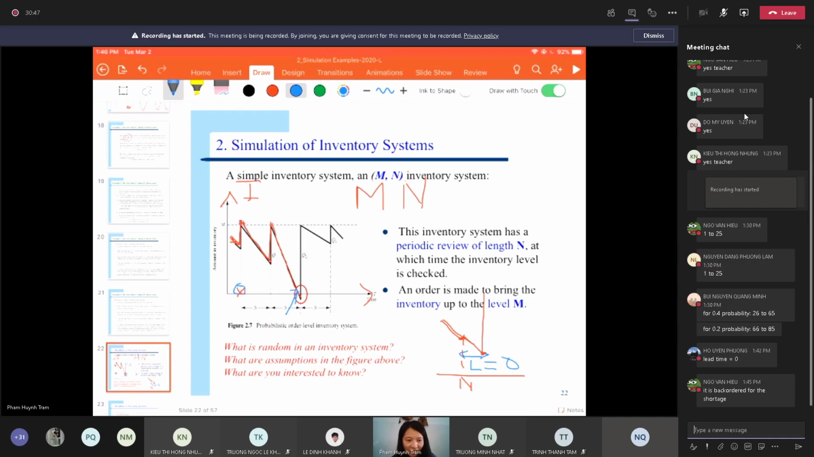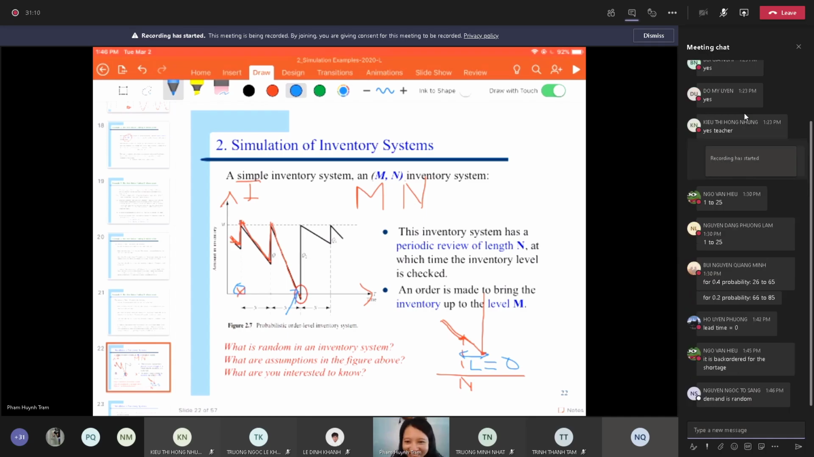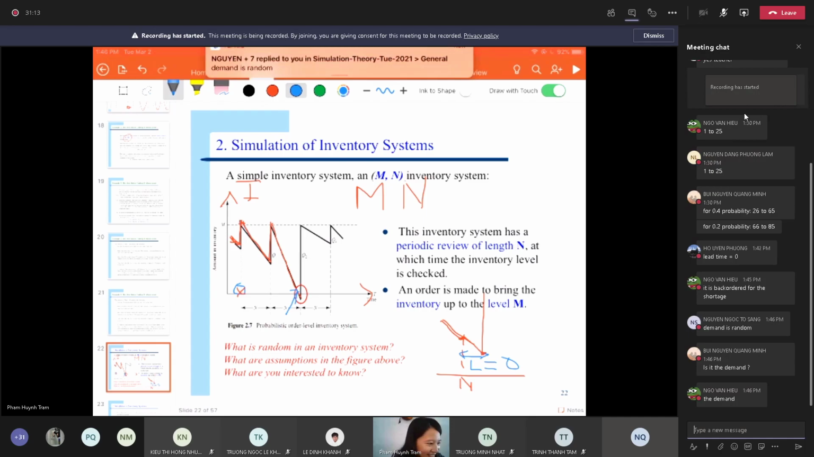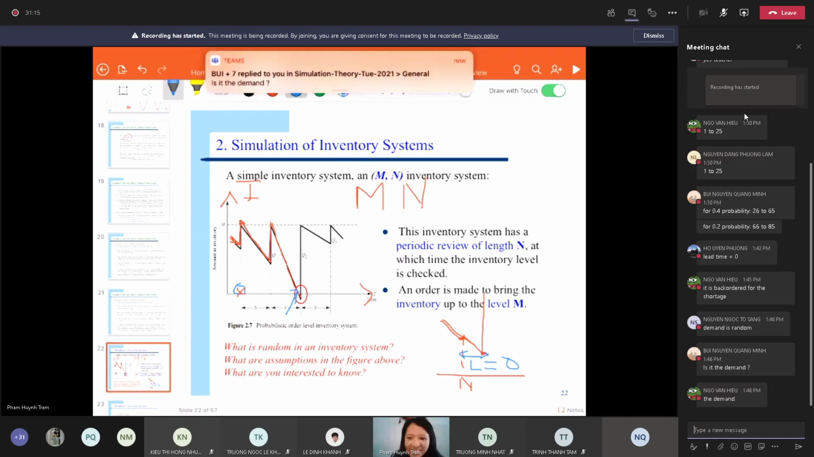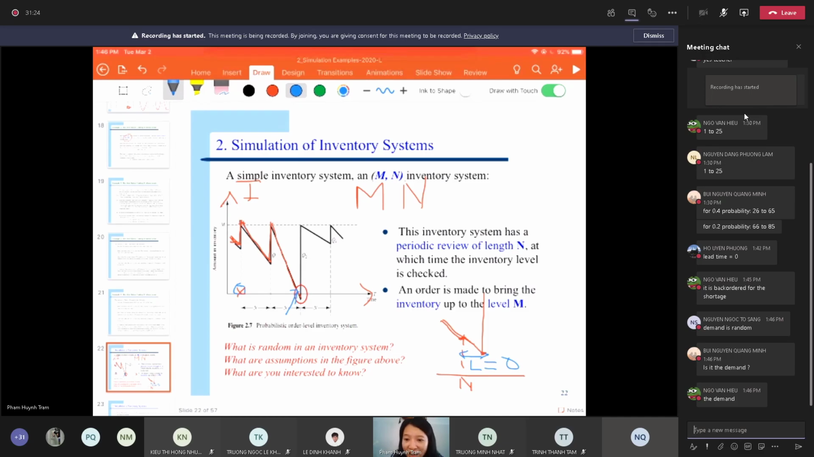So what is random in this inventory system, everyone? What is random in the inventory system that we have to consider? Demand is random, right? So when we simulate an inventory system, we have to simulate the demand, the random demand. What else may be random here?